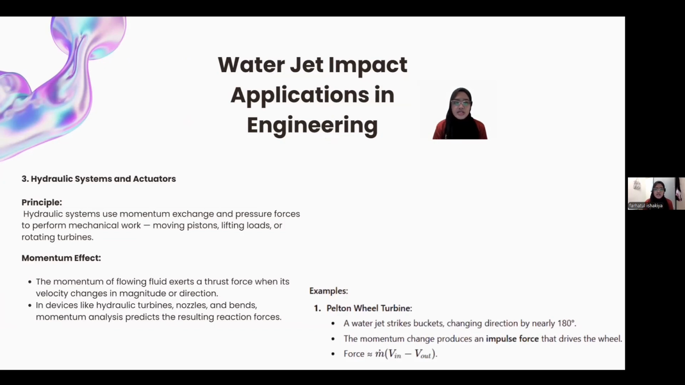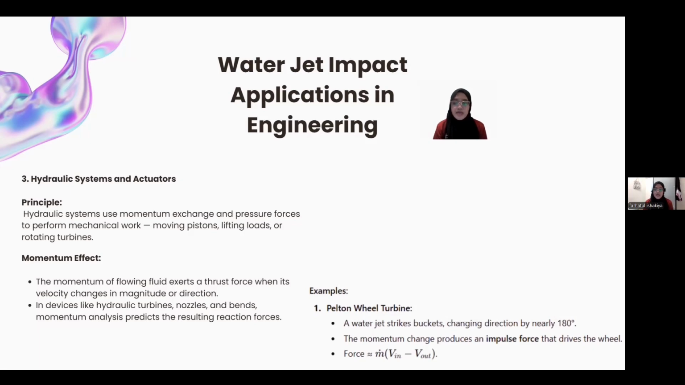Next, we have hydraulic system and actuators. The principle is hydraulic systems use momentum exchange and pressure forces to perform mechanical work, moving pistons, lifting loads, and rotating turbines. Momentum effect: the momentum of flowing fluid exerts a thrust force when its velocity changes in magnitude or direction. In devices like hydraulic turbines, nozzles, and vents, momentum analysis predicts the resulting reaction forces. For example, as we can see in the slide, first we have the Pelton wheel turbine.